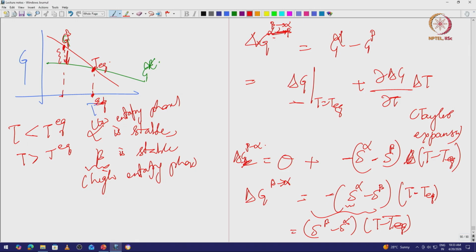Okay. And S beta minus S alpha should be evaluated at T equilibrium, right. So, that is what Taylor expansion means. This is to be evaluated at T equilibrium. When I move slightly away from equilibrium, what is the delta G? That is what I am looking at. Okay.